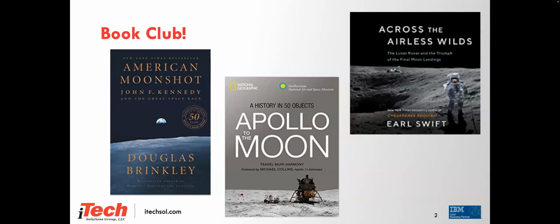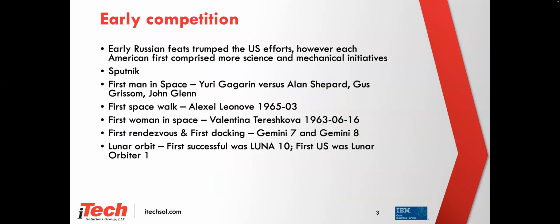And across the airless wilds, if you are geeks, and given the fact that you are all in IT, I'm going to go out on a limb and guess you are. This talks about the actual rover machine that looked a lot like a golf cart that was used on the moon. Absolutely fascinating if you like books. So let's jump right on in. If you want more reading material, hit me up and I will be able to help you with a lot.